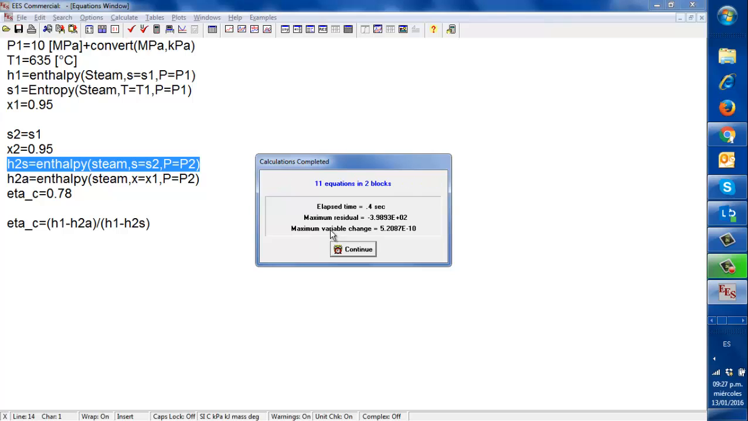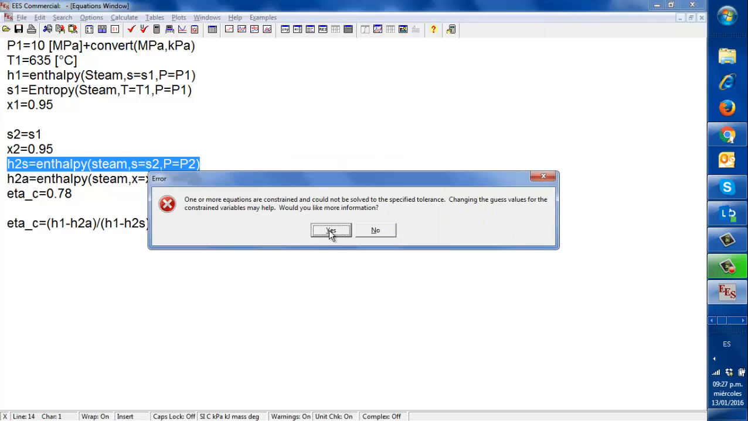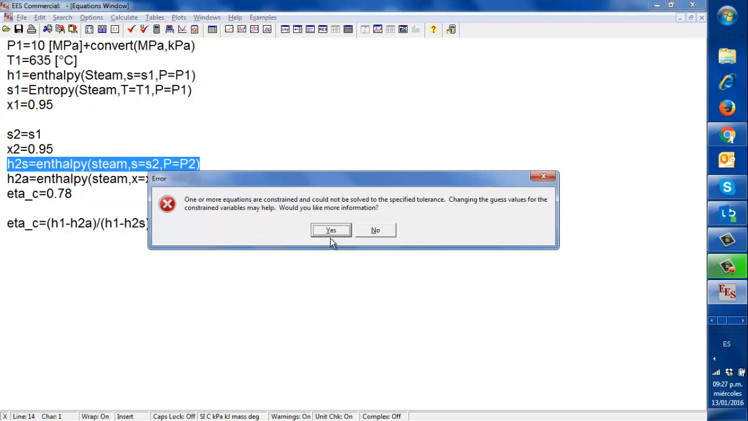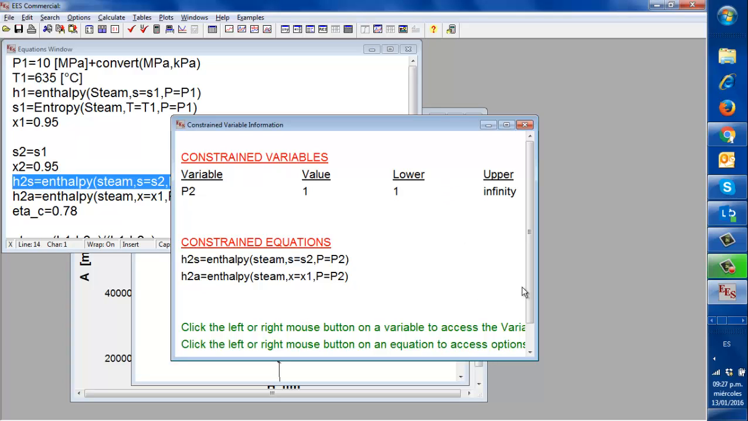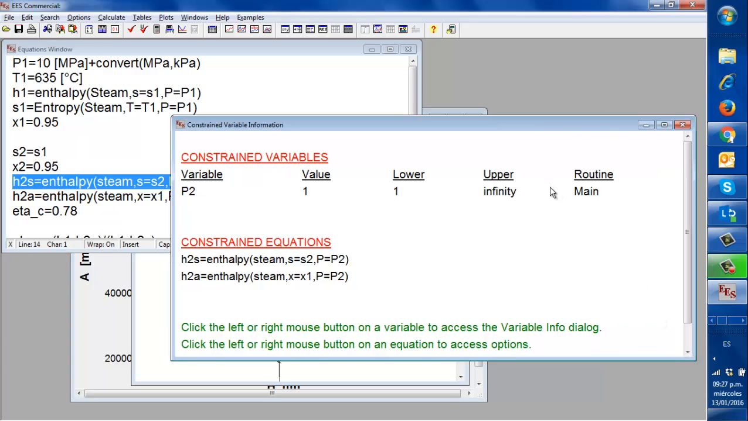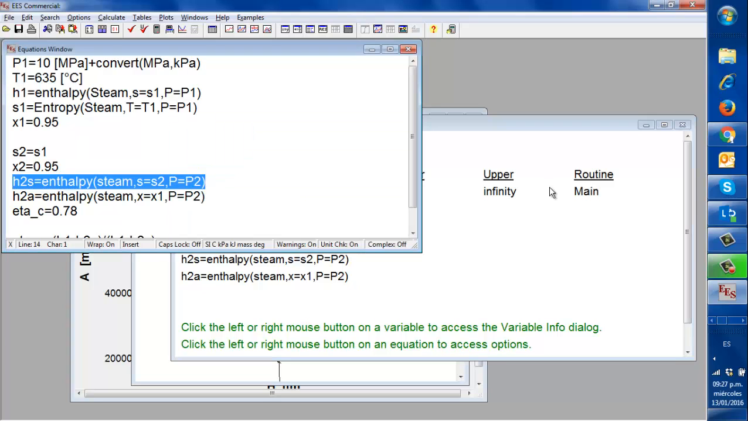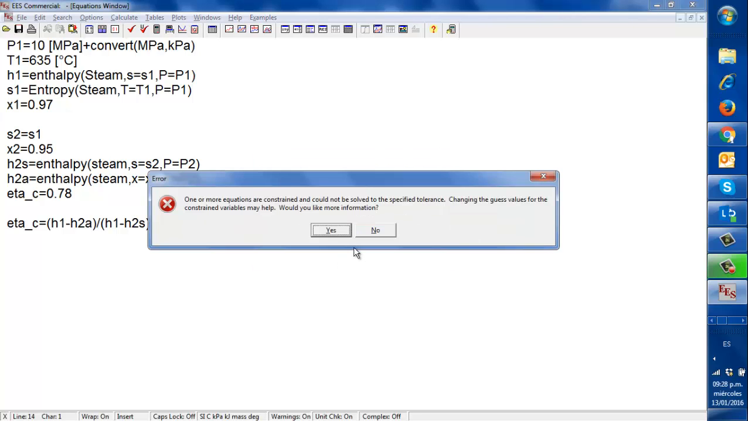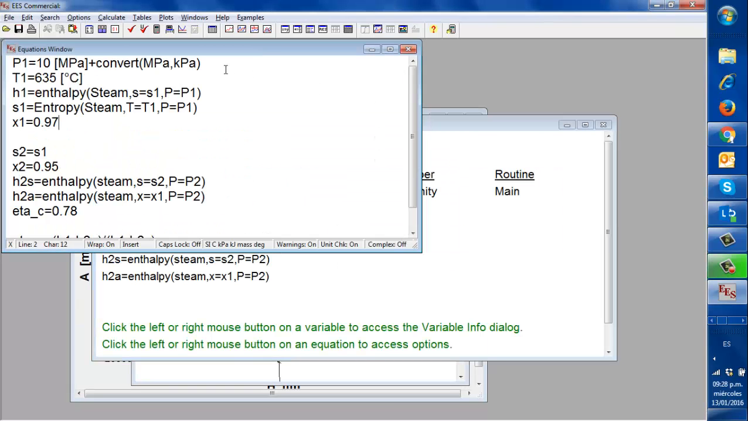Okay, let me press F2 again. Oh my God. So it's easy to make mistakes. Yeah, it's easy to make mistakes. P2 variable, infinity. Hold on. That's why I solved it in advance, so I don't have these mistakes. Oh, sorry. Let me change this to 0.97. Yeah, that was a mistake. Oh my God. Hold on.